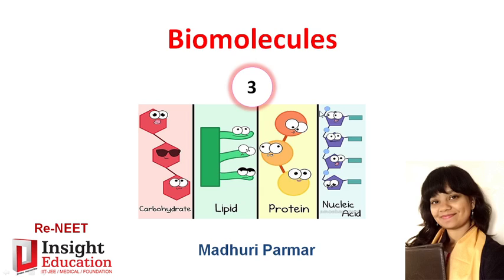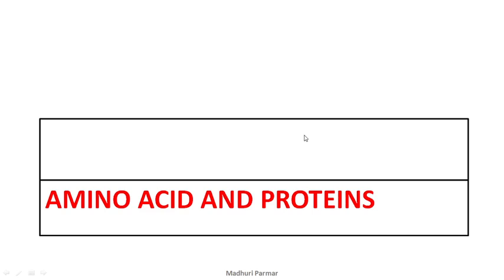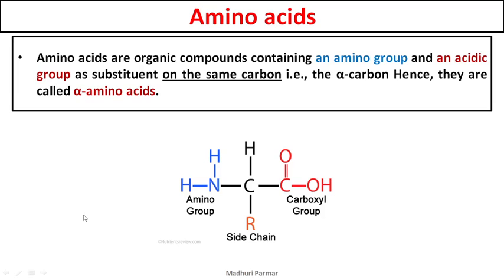In this lecture, we will be starting with the fourth and the most important group of biomolecules, which are amino acids and proteins. Clear? Amino acids are the building blocks of proteins. So we will start with the amino acids.